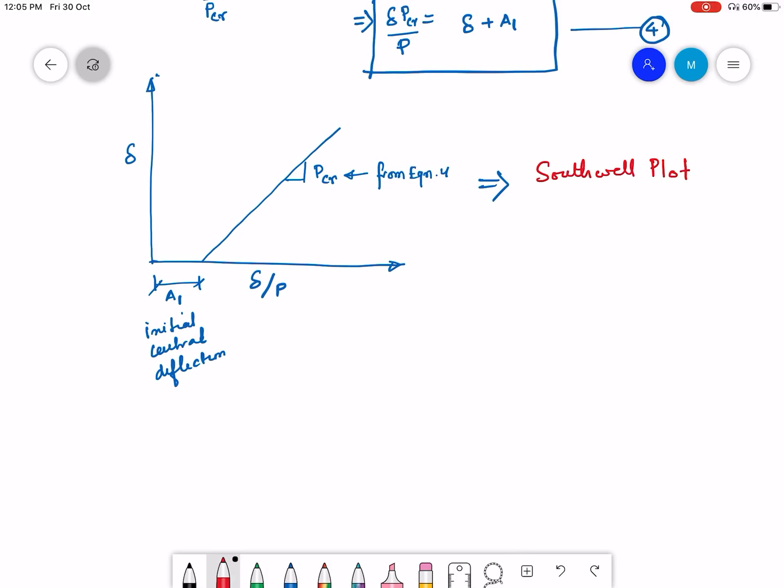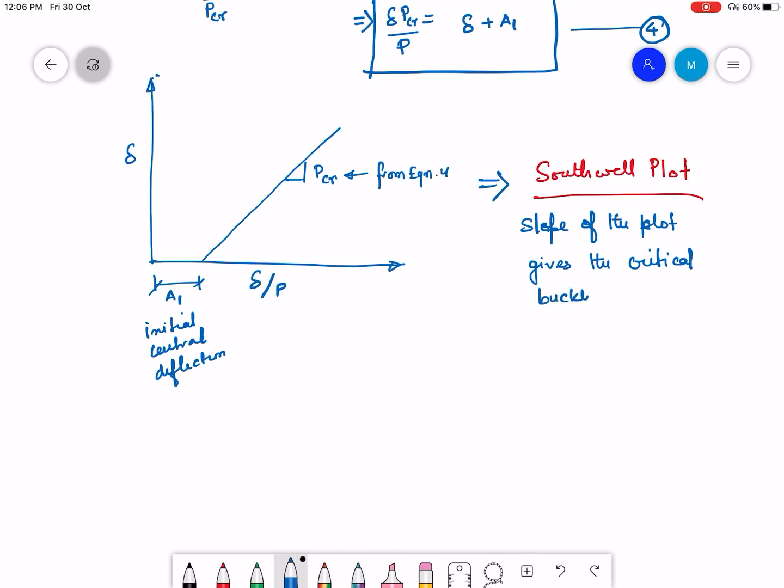In the experiment, we apply axial compressive load in steps, and we measure the difference in the central deflection of the column. Then we plot del by P, and the slope of the plot gives us the critical load of that column. This is one of the most conventional experimental techniques to find out the critical buckling load of a column.